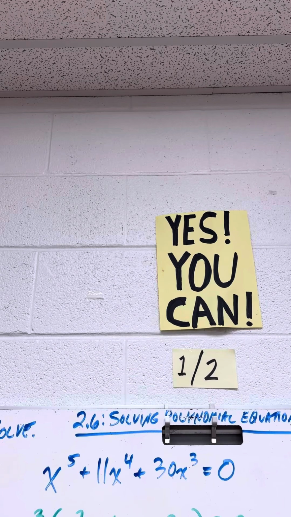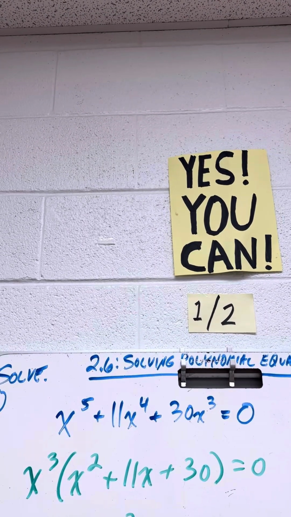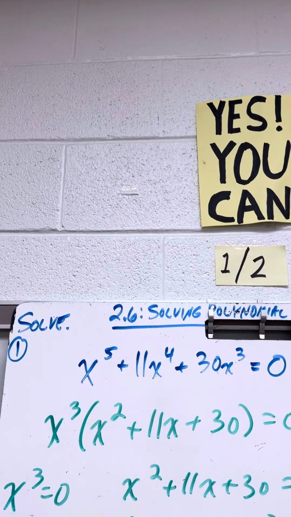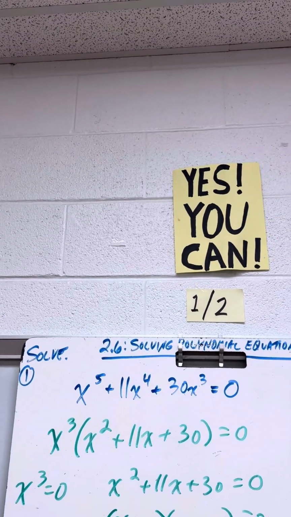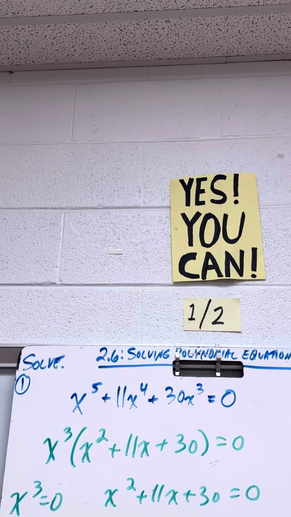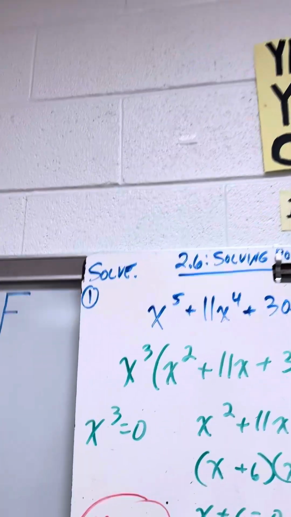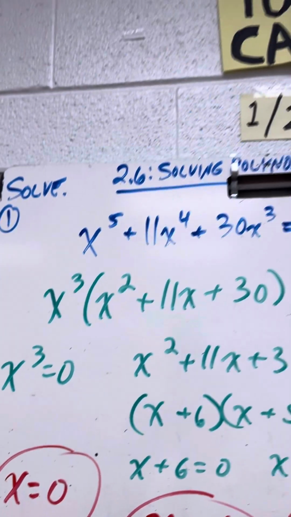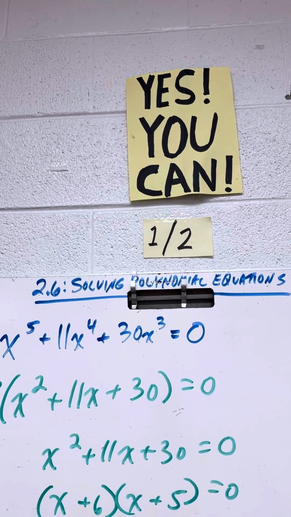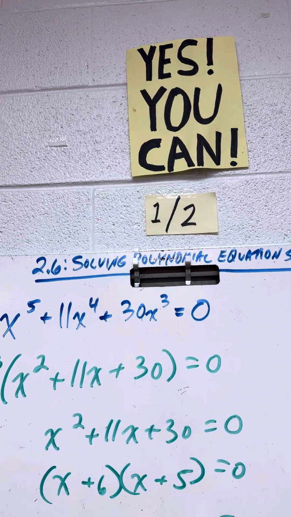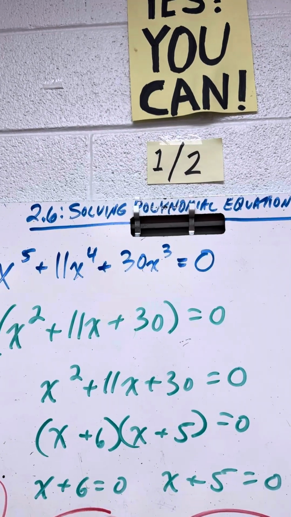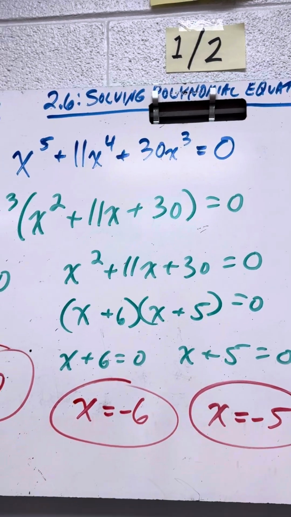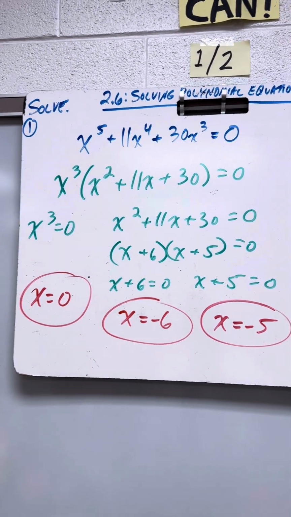0. We're going to factor out x to the third and be left with x squared plus 11x plus 30. So you get x to the third equals 0, and x squared plus 11x plus 30 equals 0. This x to the third equals 0 means that x equals 0, right? Okay. So we're going to factor x squared plus 11x plus 30 to give us x plus 6, x plus 5 equals 0. So x equals negative 6 and x equals negative 5. And x equals 0. 3 answers.